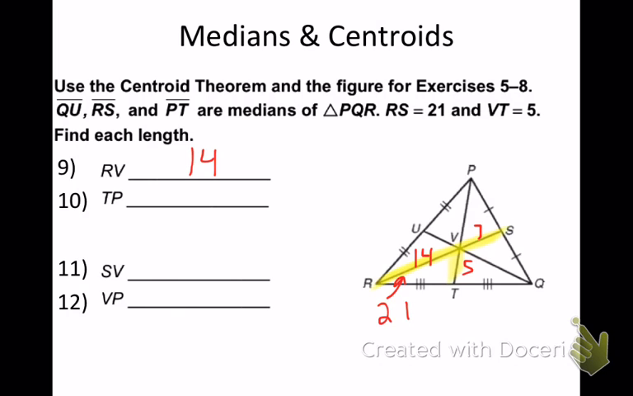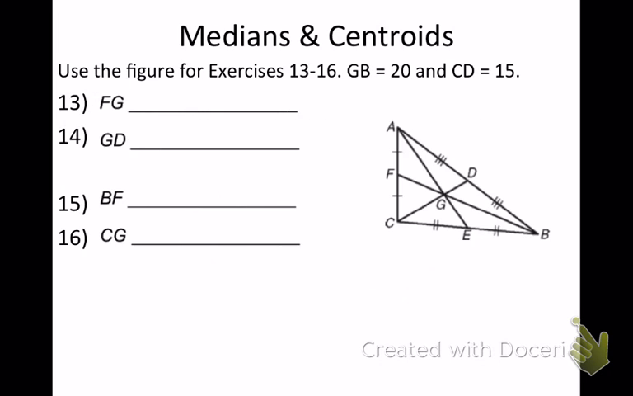Okay, so TP. I want to find TP. What's that, Brock? 15. How'd you find that? I saw that was 5, and then it looked double on the other side. So this is 10. So the whole thing is going to be 15. Good job. This is Number 11, SV. Tyler, what's SV? 7. Yep, already found that. 12, VP. Spencer, what's VP? Already found that too. Nice job. That's 10. Try these 4 as well. Take a couple seconds. Same idea.